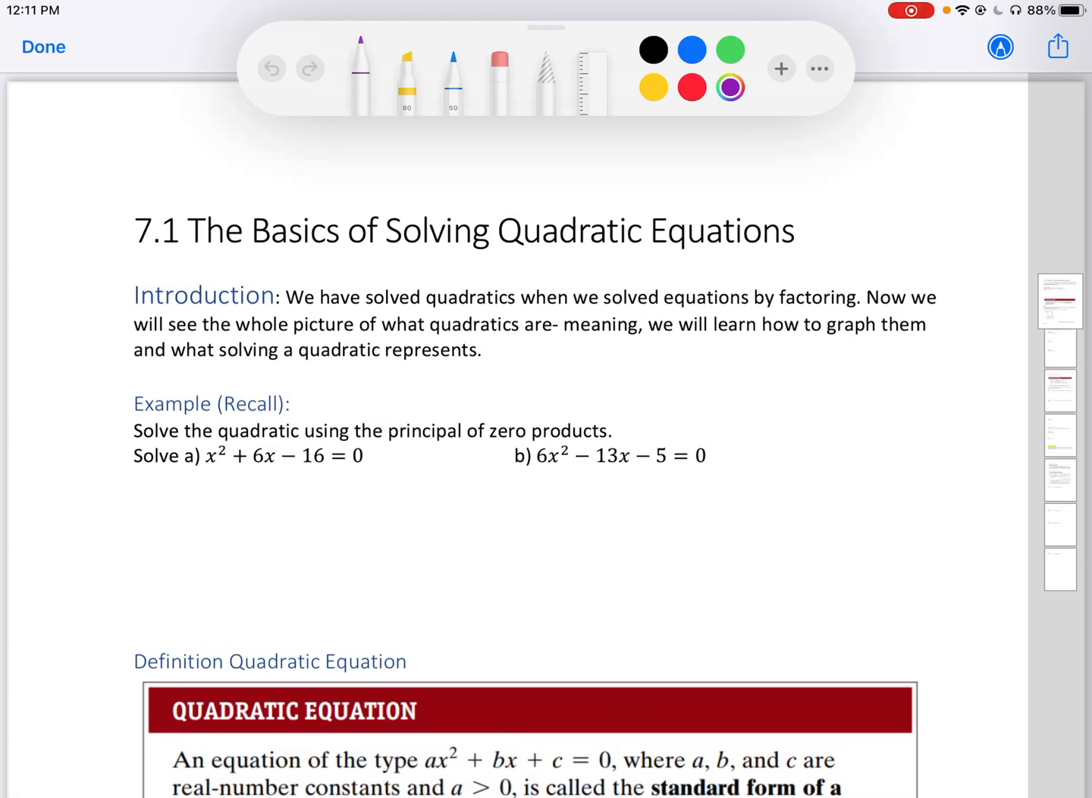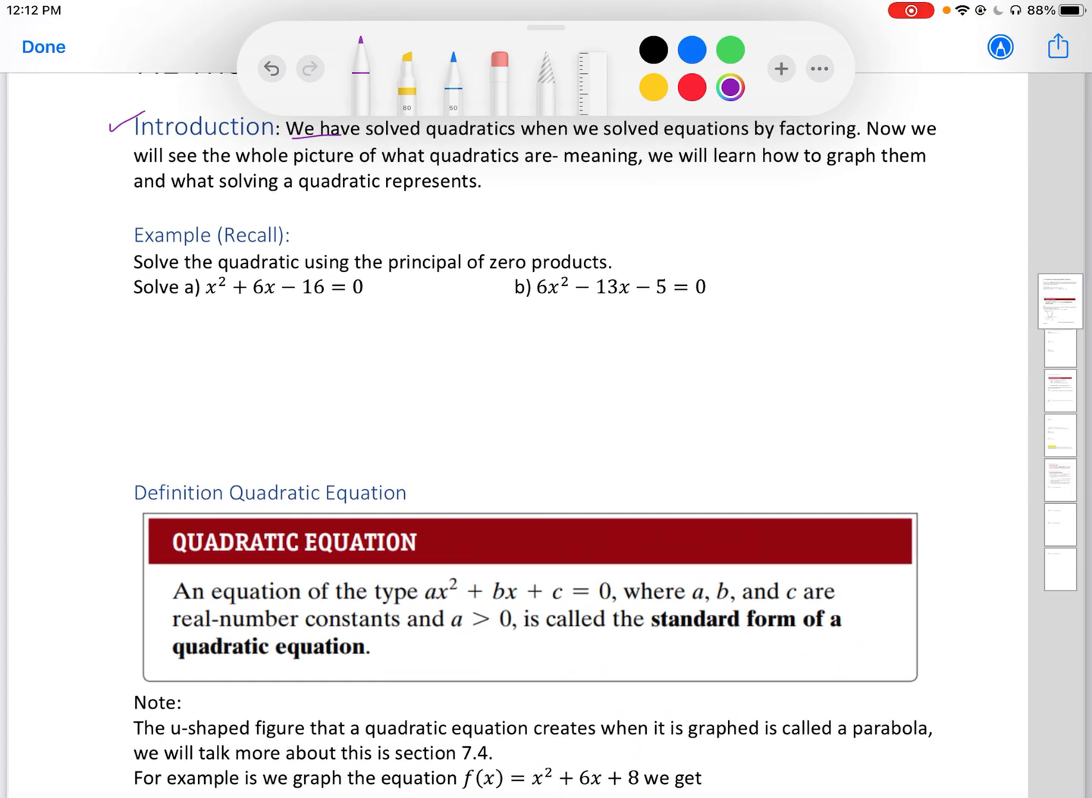Section 7.1, the basics of solving quadratic equations. To begin, we have solved quadratics, and when we solve them, we use factoring. Now we will see the whole picture of what quadratics are, meaning we will learn how to graph them and what solving a quadratic represents.